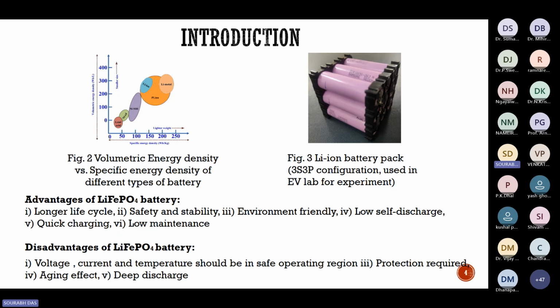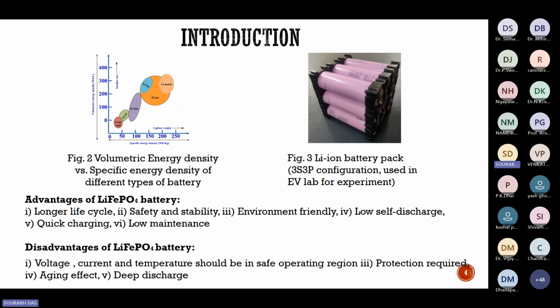So what we can see is that on the left side, the lead acid battery is positioned at the lower left corner with low energy density, indicating they are heavy and bulky compared to their energy storage capacity.